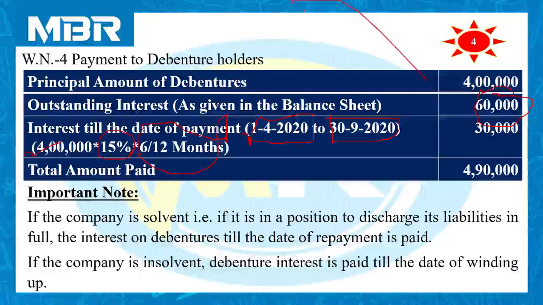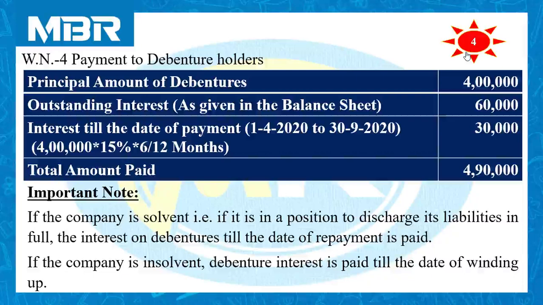So 4 lakhs rupees paid as a principal, 60,000 rupees paid as outstanding interest given in the balance sheet, and the company is financially stable, so we have paid additional interest till the date of payment, that is September 30, 2020. So in this way, total payment made to debenture holders by the company is rupees 4,90,000.